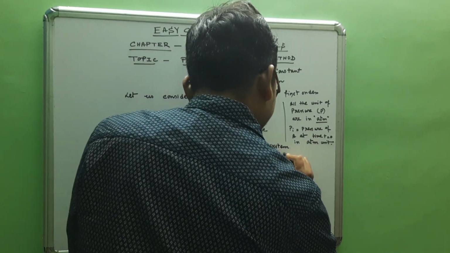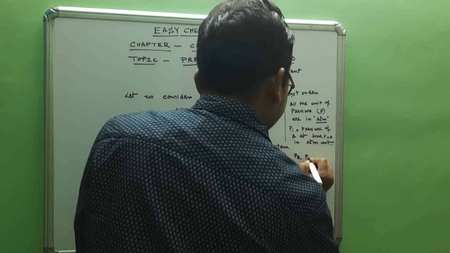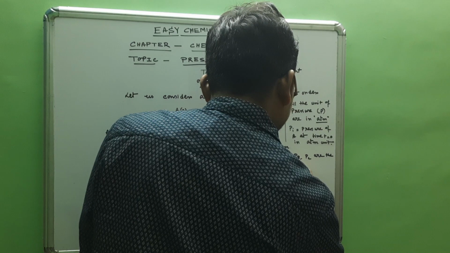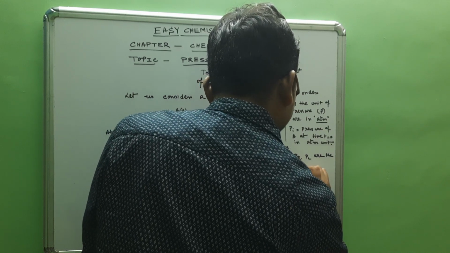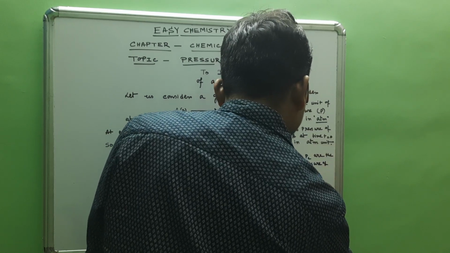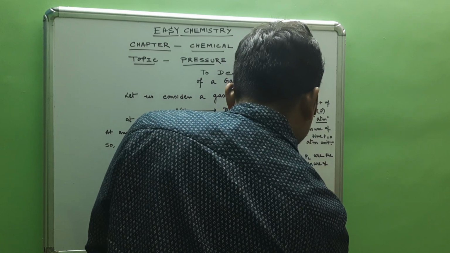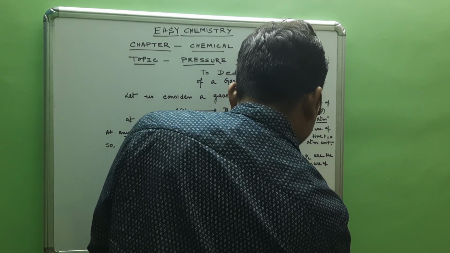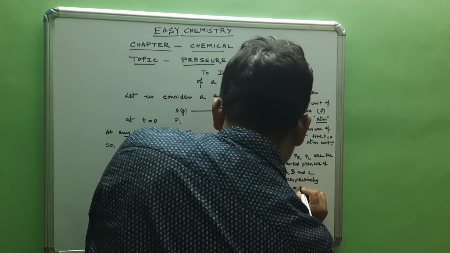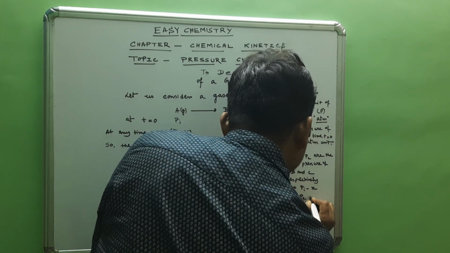That is partial pressure of A, partial pressure of B, and partial pressure of C. So PA, PB, and PC are the partial pressures of A, B, and C respectively, and PA will be Pi minus x, and PB and PC will be x.